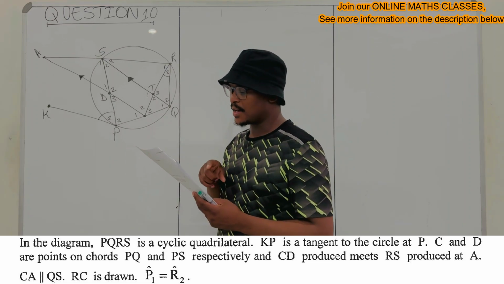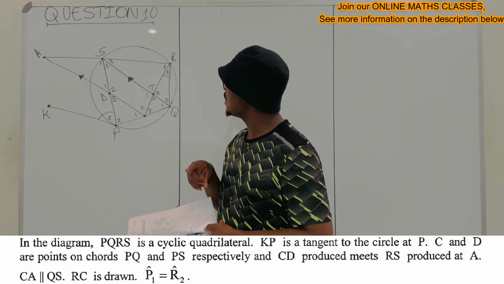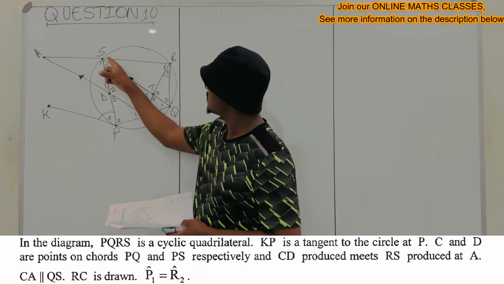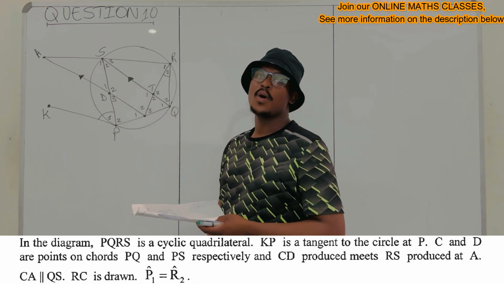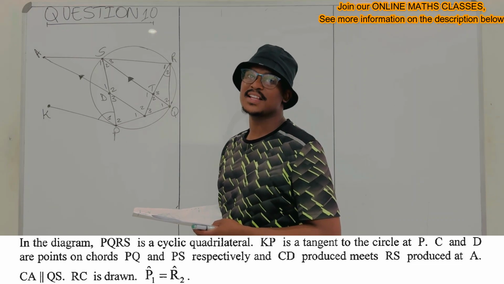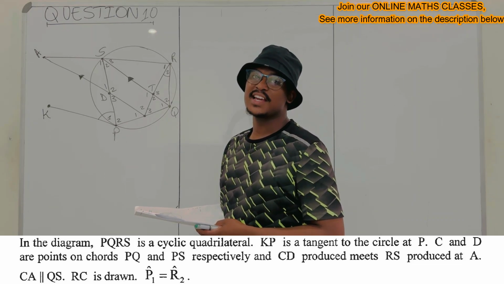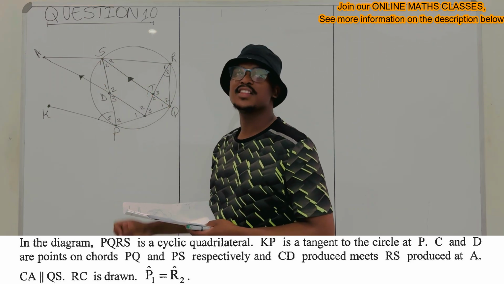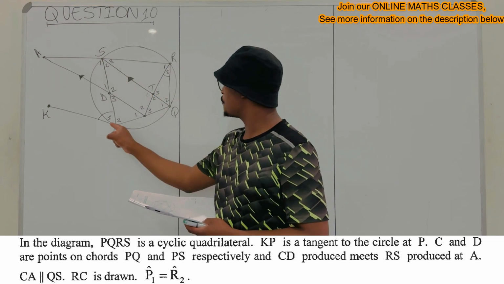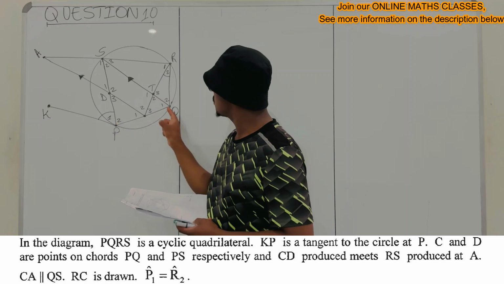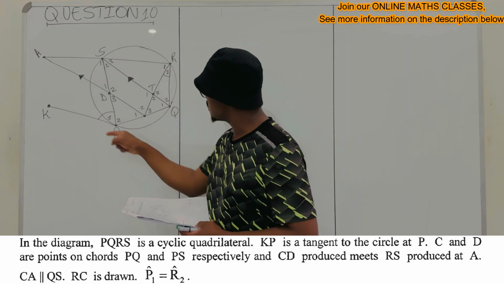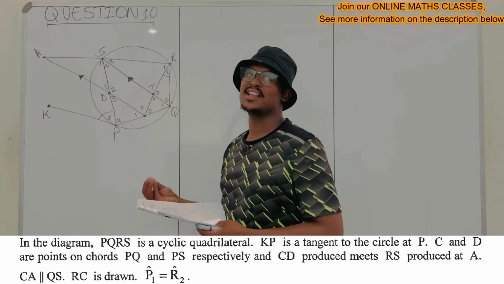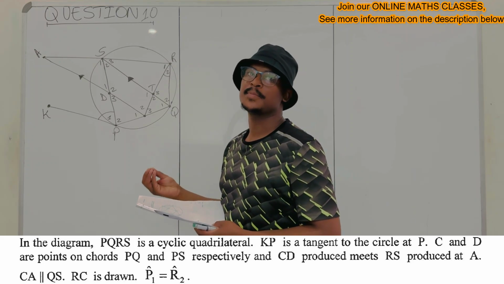They're saying in this diagram, PQRS is a cyclic quadrilateral. PQRS, as you can see here, is a cyclic quadrilateral. So, what is a cyclic quadrilateral? A cyclic quadrilateral is a four-sided shape in which all its corners lie on the circumference of a circle. So all of its vertices, which are P, Q, R, and S, lie on the circumference of the circle. That's the definition of a cyclic quadrilateral.